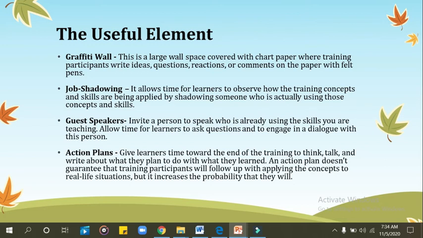And lastly, we have action plans. Toward the end of the training, give learners time to think, talk, and write about what they plan to do with what they have learned. Use ticket outs or action plans to do this. Learners make a verbal or written commitment to use what they've learned after the training is over.